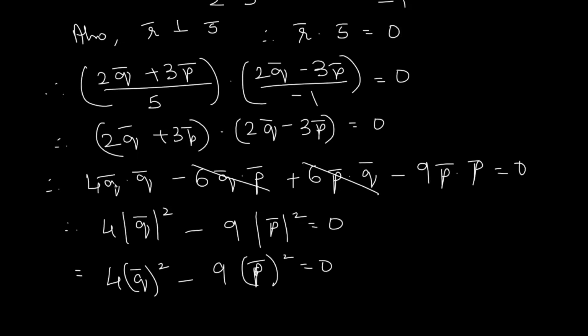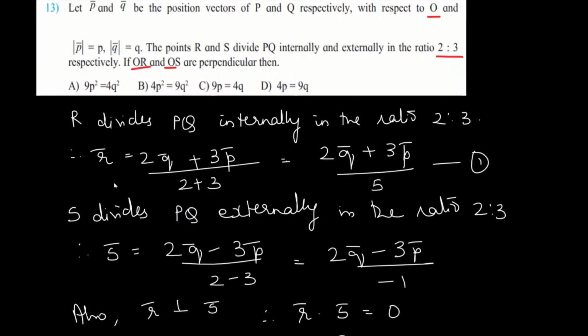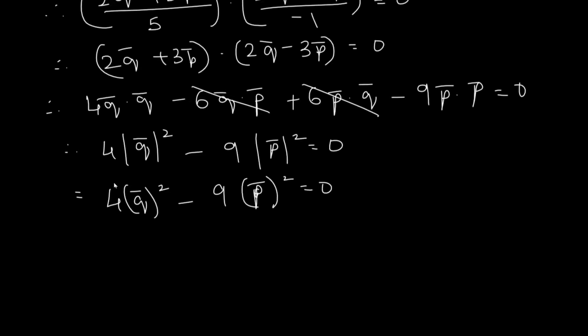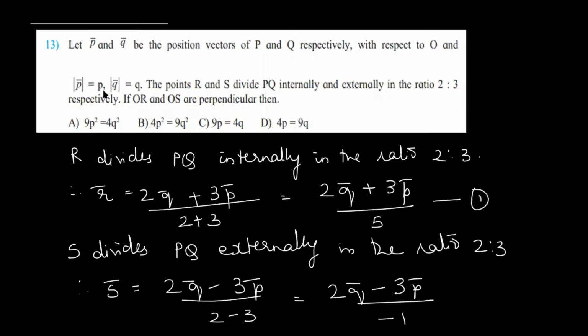So this becomes the correct option, or it can be modified, and let us see what the options are given over here. It can be written this way. Therefore, we have 4Q square is equal to 9P square. Therefore, from the options, A becomes the correct option. Okay, so we go to the next question, the 14th question.